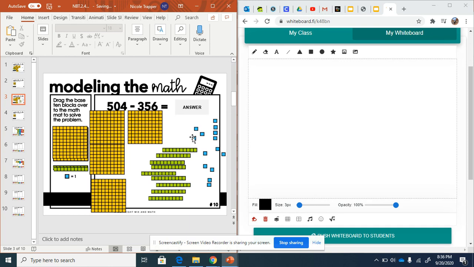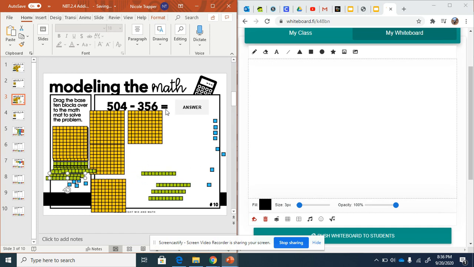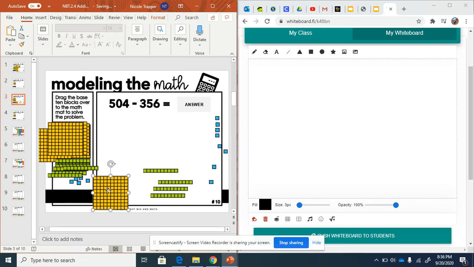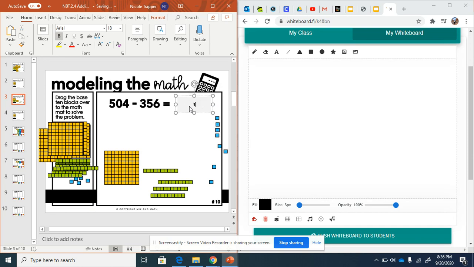Now I could easily take 6 away by saying 1, 2, 3, 4, 5, 6. Okay, next I'm going to take away how many tens I need to take away. I need to take away 5 tens. 1, 2, 3, 4, 5. Lastly, I need to take away 3 hundreds. 1, 2, and 3. So I'm left with 100, 4 tens, and 8 ones, for a total answer of 148.